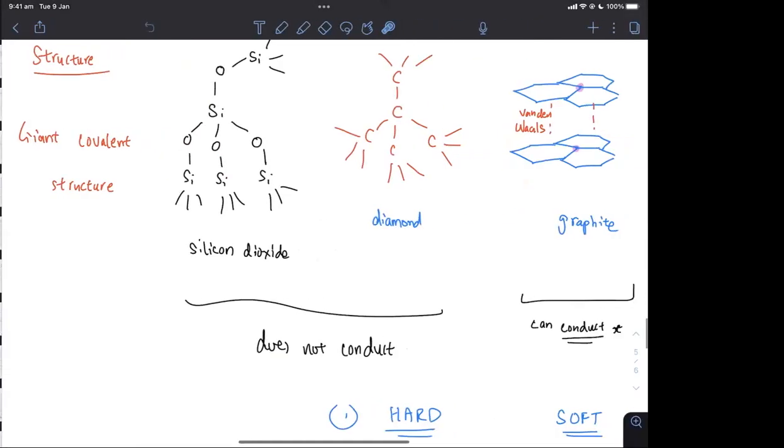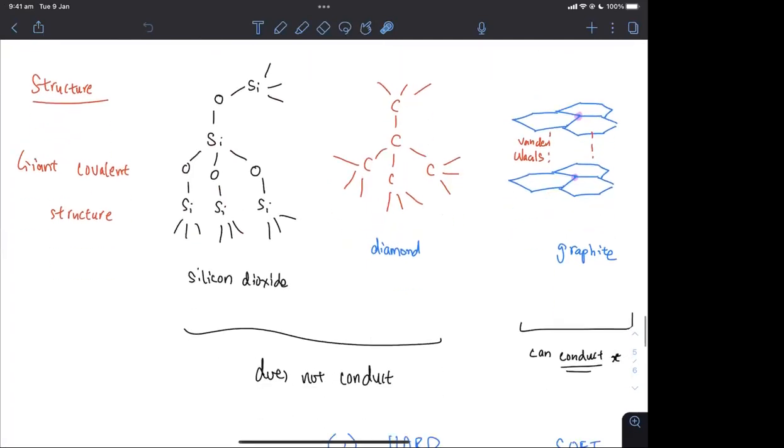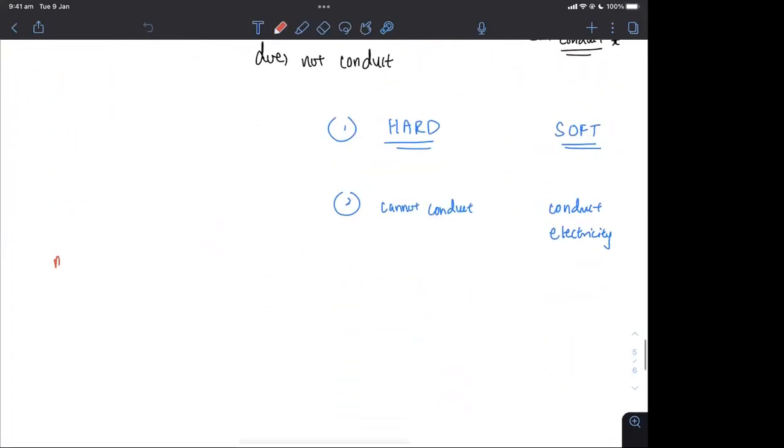Let me just go back to the syllabus. So that was it on that. So when you want to melt or boil a giant covalent structure, you need to break many strong covalent bonds. Okay, the strong is the adjective. Remember, covalent bonds cannot be weak. Covalent bonds are always strong.